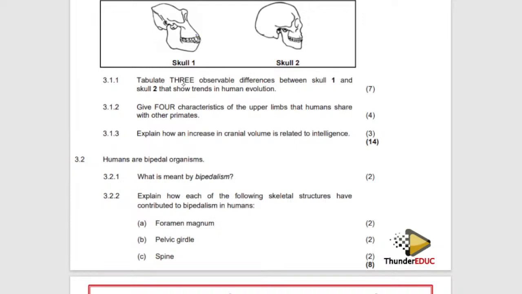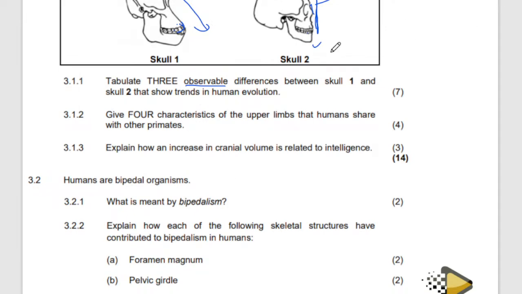So here they're saying observable, what you can see. So I think you can talk about this. Yes, here you can talk about the canine, you can see them clearly. Yes, you can talk about the flat, sloping face here. You see what you observe, not what you crammed from your teacher. You talk about what you see, what you observe.